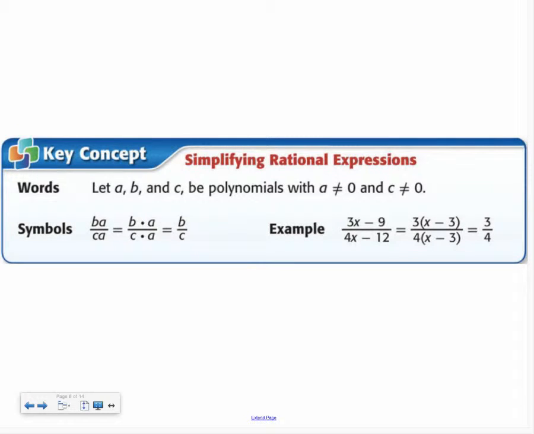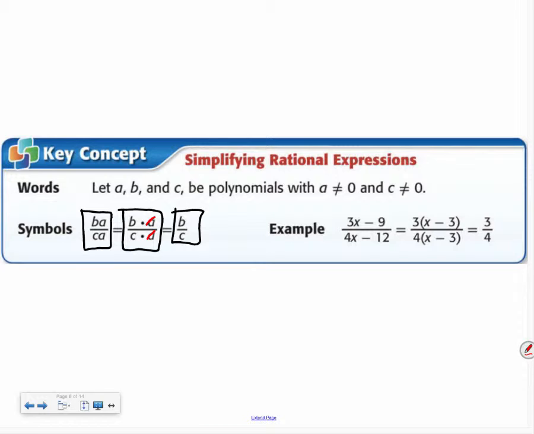Now let's look at simplifying rational expressions. If we have a, b, and c, and they're polynomials where a does not equal 0 and c does not equal 0, what this would look like is if we have b times a over c times a, that's the same, ultimately, as b over c. Makes sense? Because our a's would cancel.